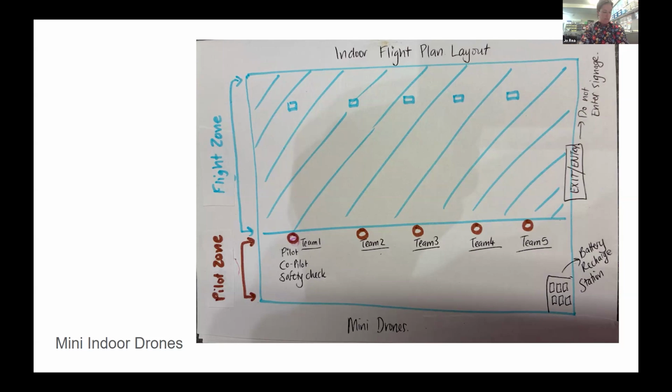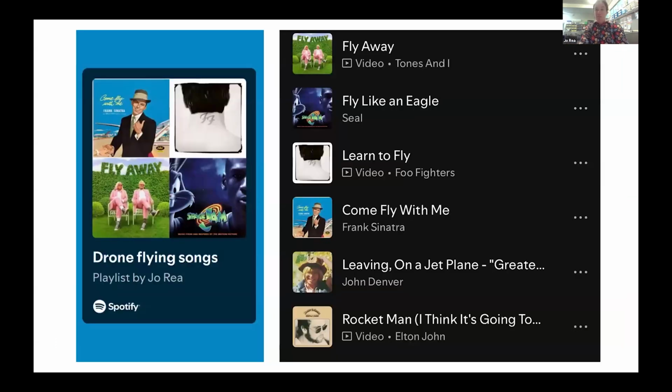And we have little tips, like using music to help them know when they're allowed to go into the flight zone, when they have to land, and when they're allowed to start flying. So I have made a playlist with all sorts of songs. When it's "Come Fly With Me", then we're allowed to ascend our drone. So a little bit of fun. The kids love it.